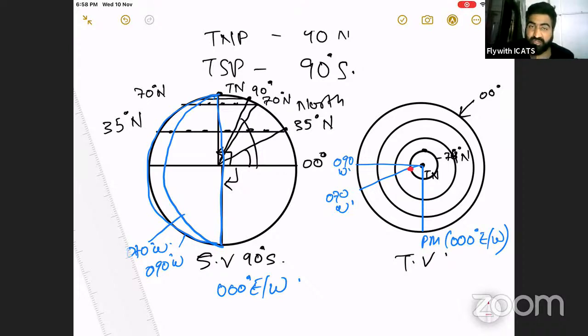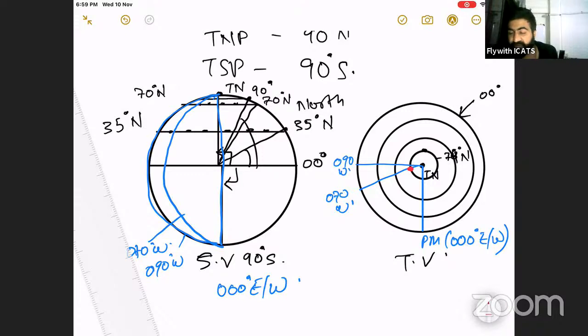Lines joining places of equal variation are called isogonal lines. I-S-O-G-O-N-A-L. Lines joining places of equal variation, in bracket you can write on a chart, bracket closed, are called isogonal lines. Not just on a chart, they can be on a representation of a globe also, but for you it will be mostly on the chart.